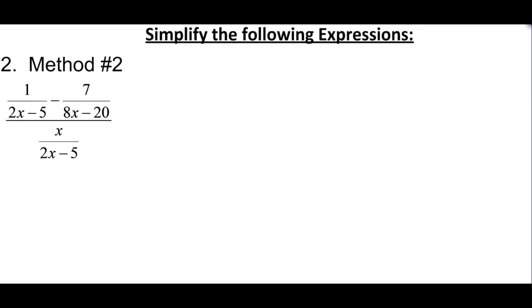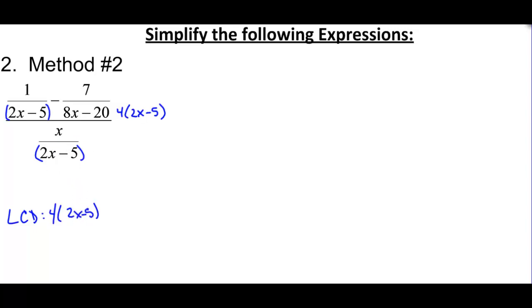So let's look at the same example, but using method number 2. Remember, method number 2 looks at all the denominators, and we have a 2x minus 5, a 2x minus 5, and again this factors to 4 times 2x minus 5. So if I look at all my denominators for my LCD, in this denominator, I need a 2x minus 5. If I look at this one, I need a 2x minus 5, but I also need a 4. And if I look at the last one, I need a 2x minus 5, which I already have written down.